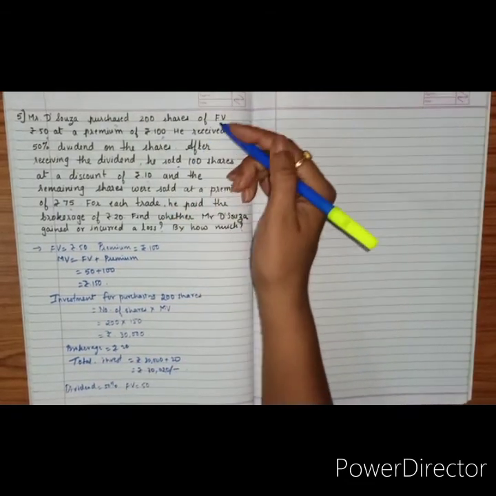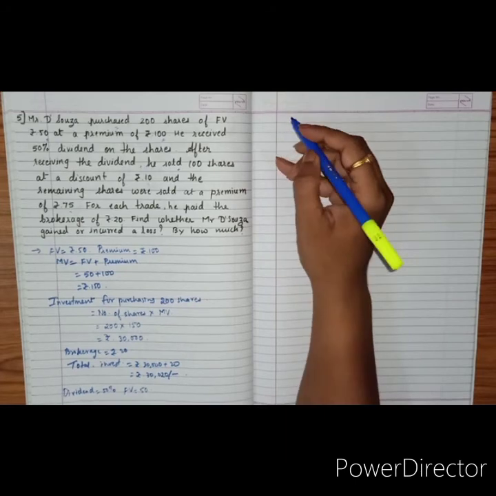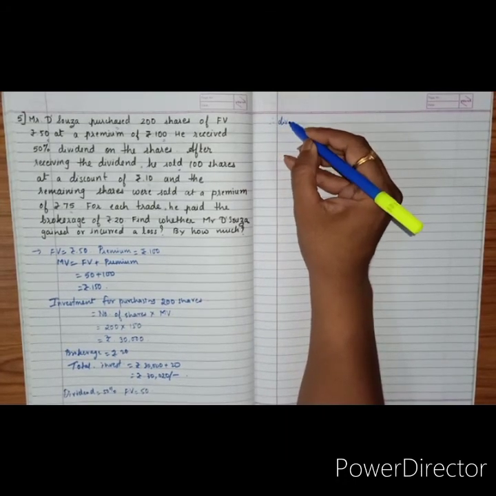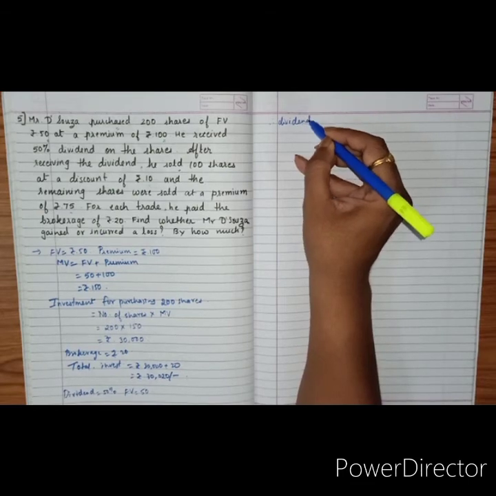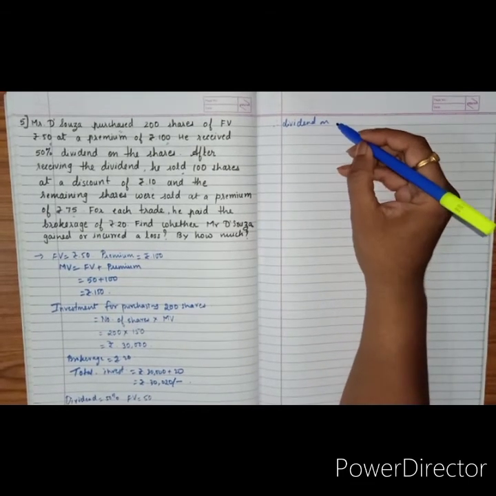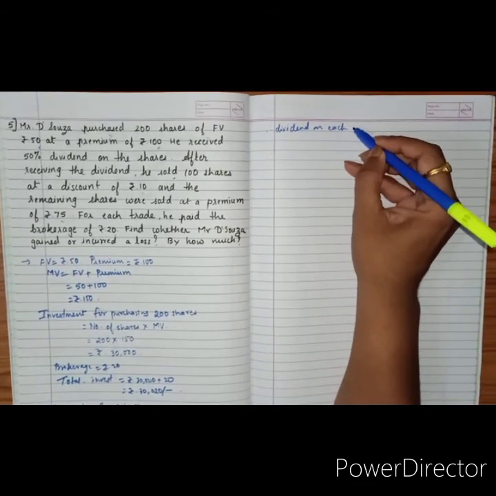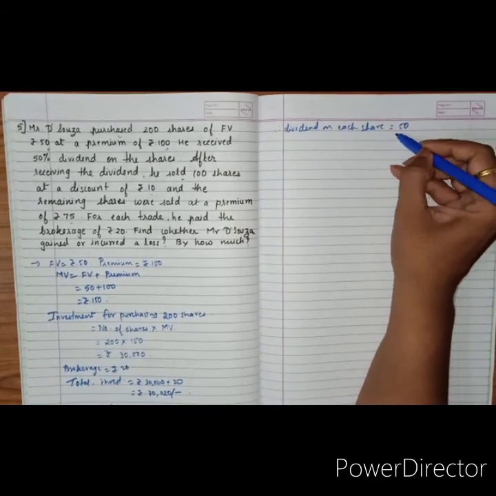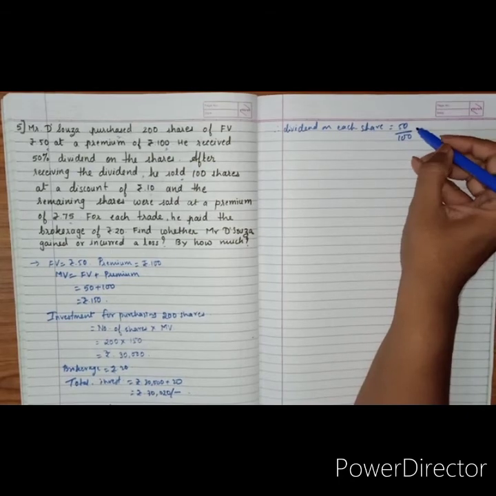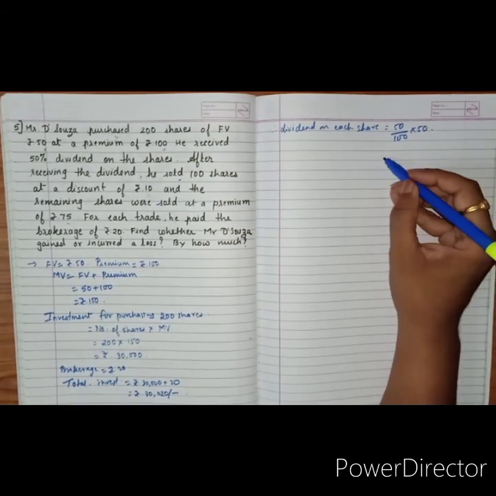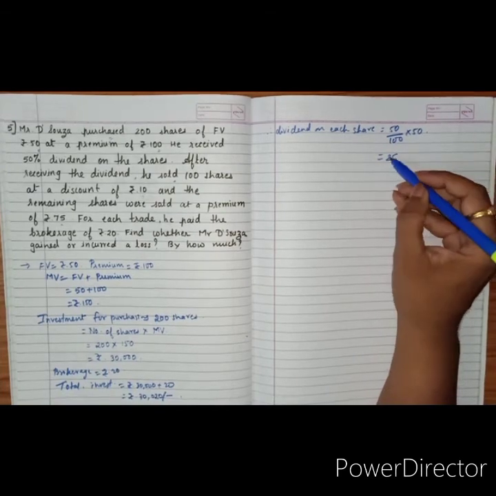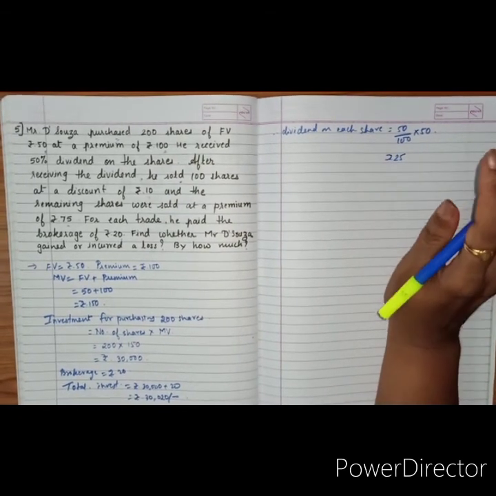Okay, remember this. So he got 50%. So therefore, the dividend on each share will be how much? It will be 50% of face value, that is 50. So 50% of 50 is what? 25, right? This is rupees 25.